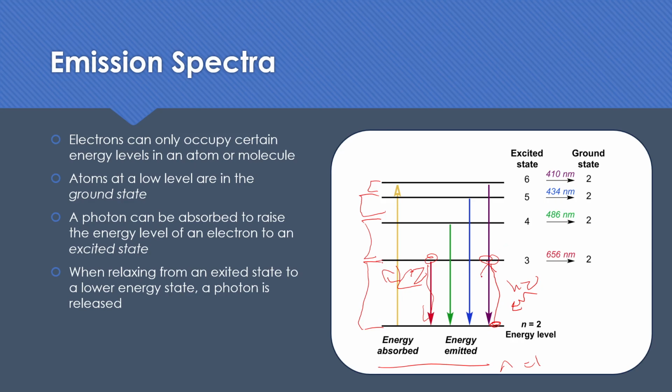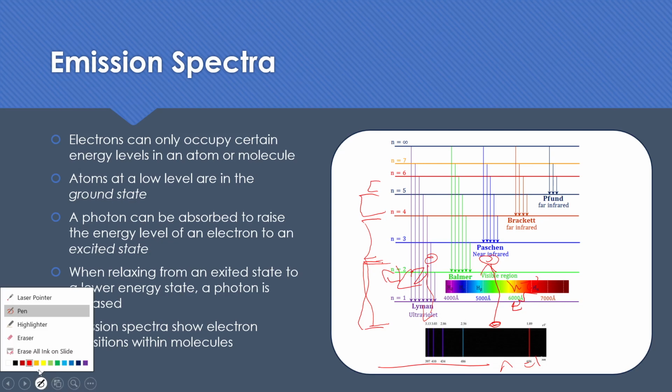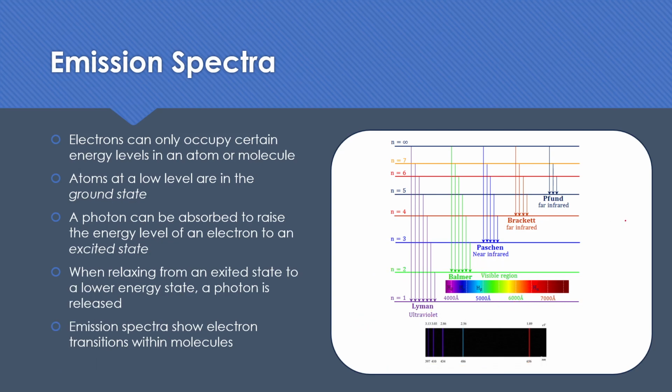So absorbing a photon, you go up. Going down, you release a photon. And the photon that's released corresponds exactly to that energy gap. And then emission spectra show you these energy transitions. So these are the different energy transitions for the hydrogen molecule. So this is H2. If you look at a hydrogen lamp, this is what you see.